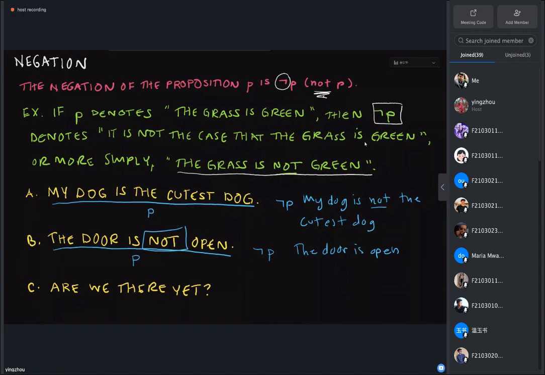Last one, are we there yet? Be careful with this because this is not a proposition. It's not a declarative statement that is either true or false. And because of that, I can't negate it.